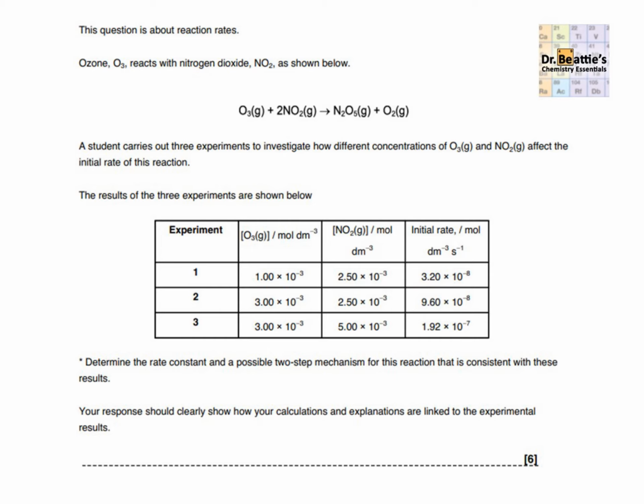So determining the rate constant, and then it's going to use a slightly new skill here, but it's the link to everything we've been learning today: to come up with and propose a two-step mechanism that fits with the rate equation that you come up with when you've looked at the initial rates table. So this is a 6 marker. It's quite difficult, but pause the video, have a go, and if you're struggling, don't worry, we're going to go through it.